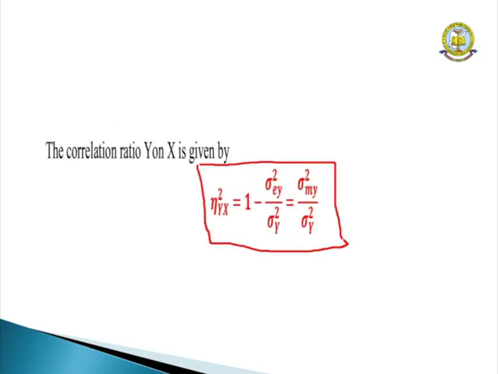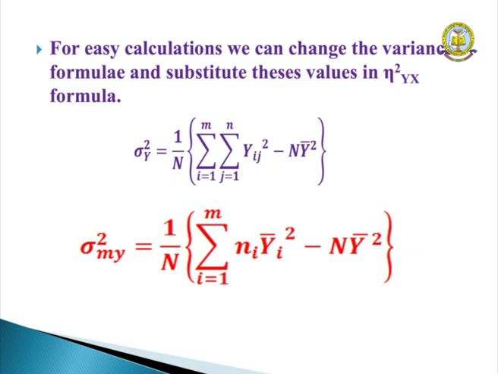Now, the correlation ratio y on x is given by eta square of y on x is equal to 1 minus sigma square e y divided by sigma square y, which is equal to sigma square m y by sigma square y. So, for easy calculation we can change the variance formula and substitute these values in the eta square y on x formula.